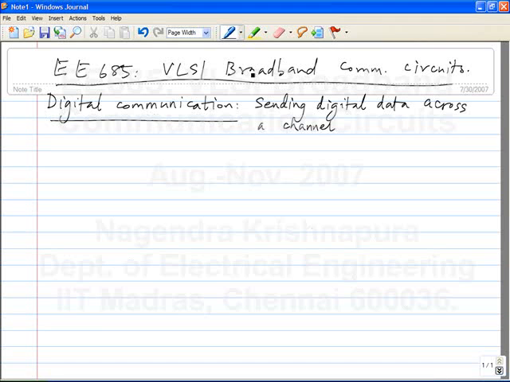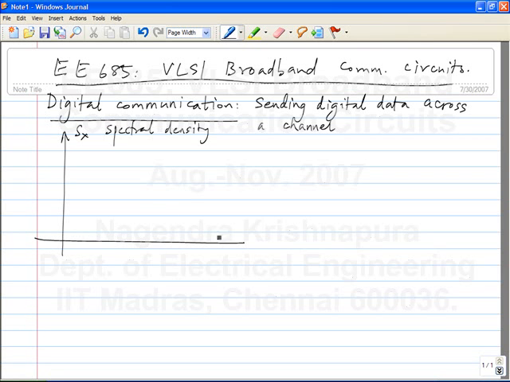Now, what do we mean by broadband? If you look at the spectral density of any transmitted signal, it will occupy some finite extent. We can't deal with infinitely large bandwidths. So let's say it is something like this. In this range there is a lot of spectral content, and outside that it has negligible spectral content. The region of frequencies over which it has significant energy is known as the bandwidth, and the signal is centered around some center frequency Fc.